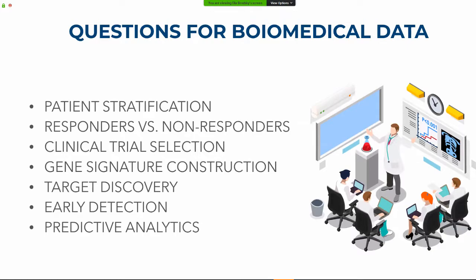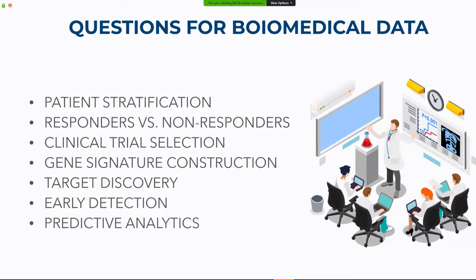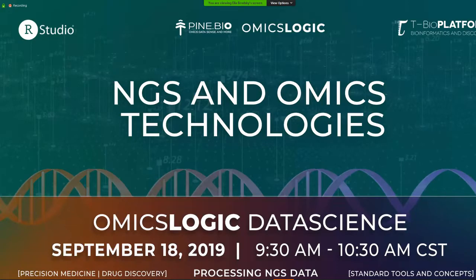Next time, when we meet, we'll start talking about next-generation sequencing and omics technologies. We'll talk about how we can take raw FASTQ data sets. How can we take genomic data, like whole genome sequencing, whole exome sequencing, whole transcriptome sequencing, or metagenomic sequencing, and process and structure those different types of raw data so that they are ready for analysis? That's going to happen September 18th, again at the same time, 9:30 to 10:30.